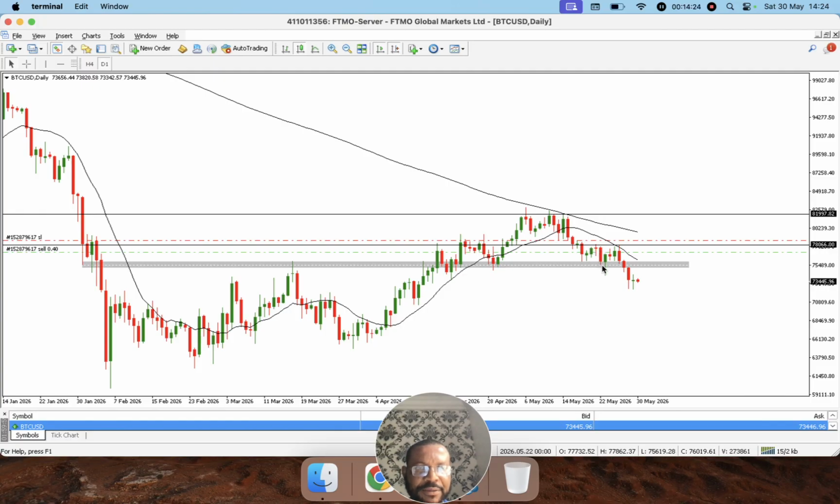The sellers came back down. They pushed the price down. The buyers came back and pushed the price up, but they couldn't go above this level. The sellers came back and broke below this area. You can see that there's a strong battle at this area.